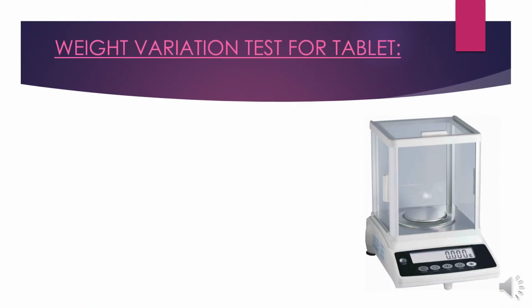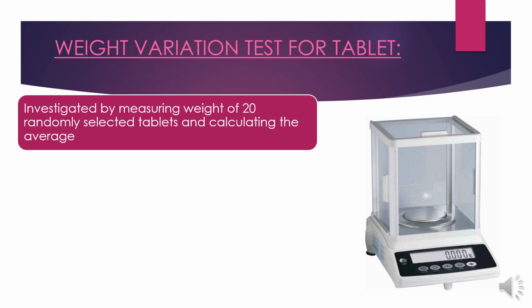So, the weight variation test is performed by measuring the weight of 20 randomly selected tablets and calculating the average. Means you have to take 20 tablets, weigh them individually, and then add all the weights and calculate the average.